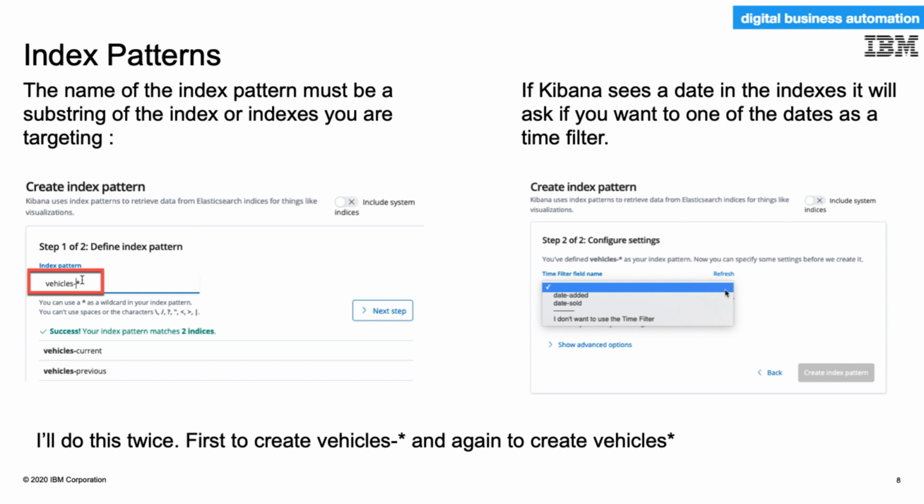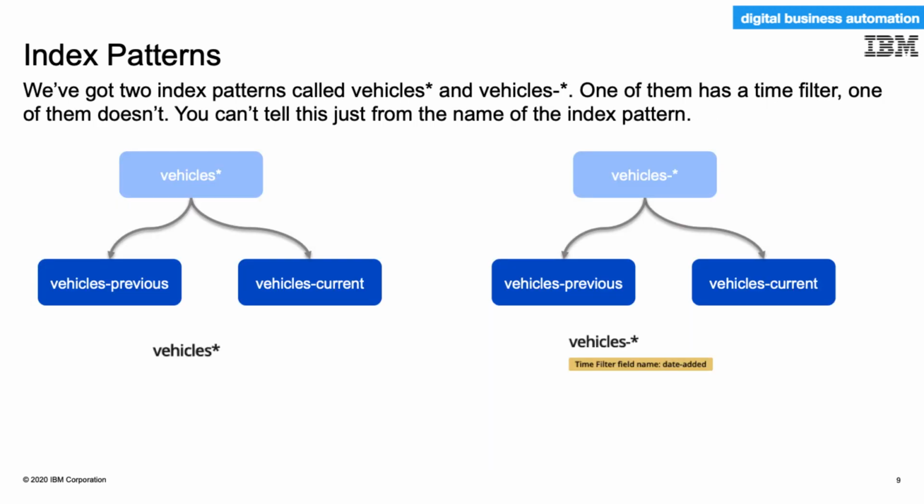So you can see that the name is quite restrictive, and the date that you use as the time filter is very important. So I would have created two index patterns here, one for vehicles with no time filter, and vehicles-* using the date added as the time filter. So this is what we end up with. We end up with two index patterns, vehicle star and vehicle hyphen star that look almost the same, but underneath they both refer to the two vehicles indexes, but vehicles hyphen star is using the date added as a time filter.